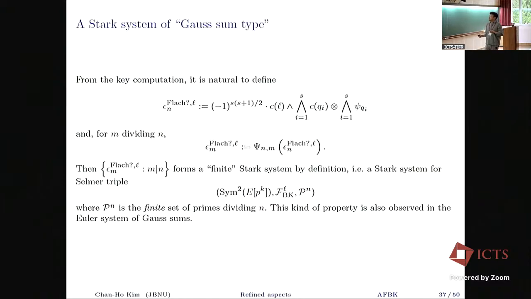So from the key computation, it is natural to define our candidate like this. So I add a question mark here, Flach question. It's natural to define it like this. And for all m dividing n, it satisfies this by definition. So it forms a finite Stark system by definition. In other words, it's a Stark system for the Selmer triple, but primes are very restricted right now, only a finite set of primes dividing n. These types of things are observed in the Euler system of Gauss sums.